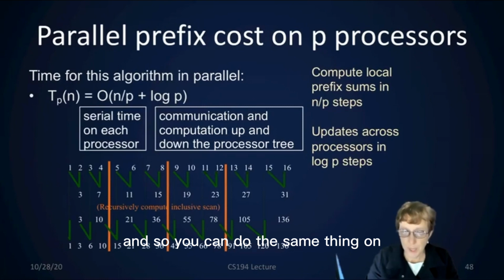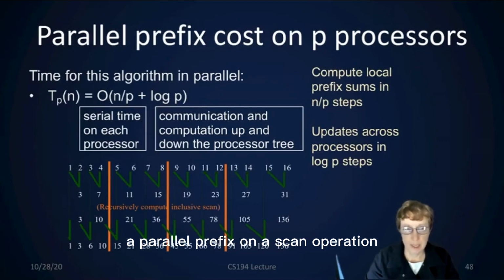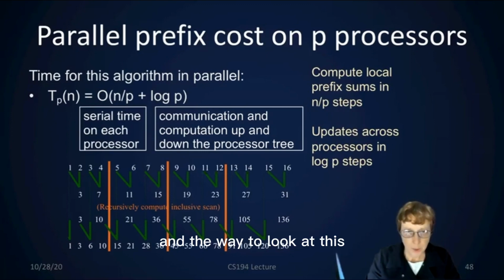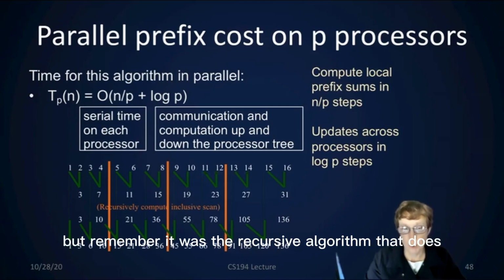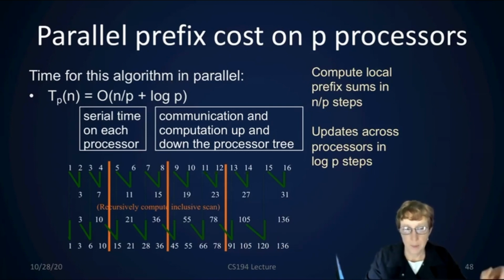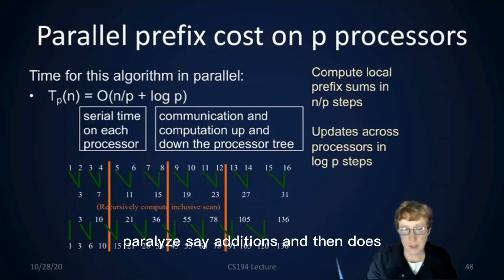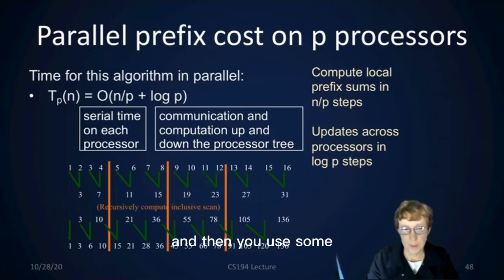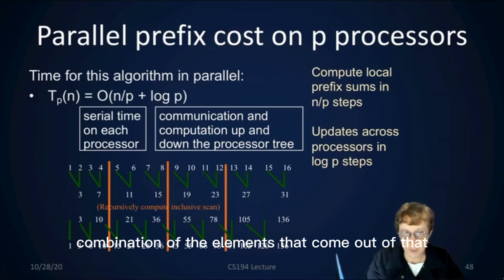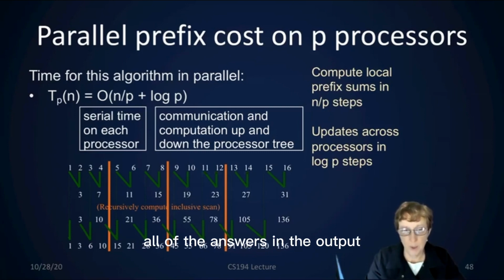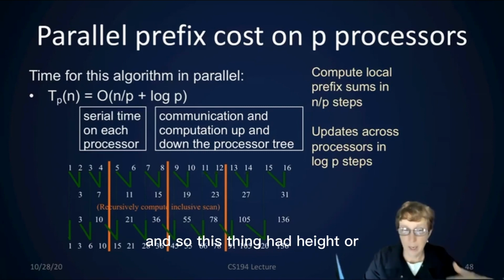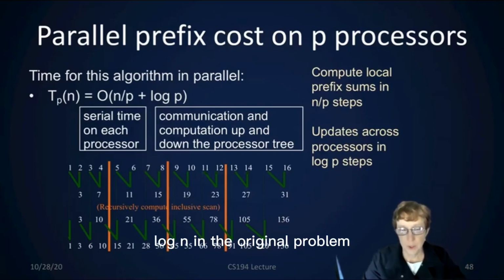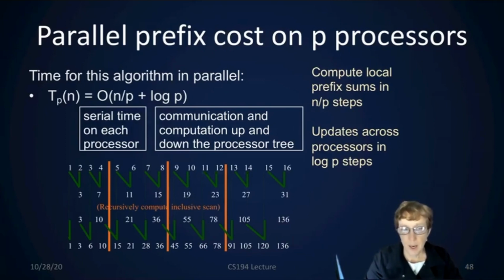And so you can do the same thing on a parallel prefix, on a scan operation. The way to look at this is the picture from last time, and I haven't drawn out all the details, but remember it was a recursive algorithm that does pairwise additions, and then recursively does an inclusive scan on the half size vectors that you come out with, and then you use some combination of the elements that come out of that and the input elements to give you all of the answers in the output. This thing had height log n in the original problem. In this case, it'll have height log p.